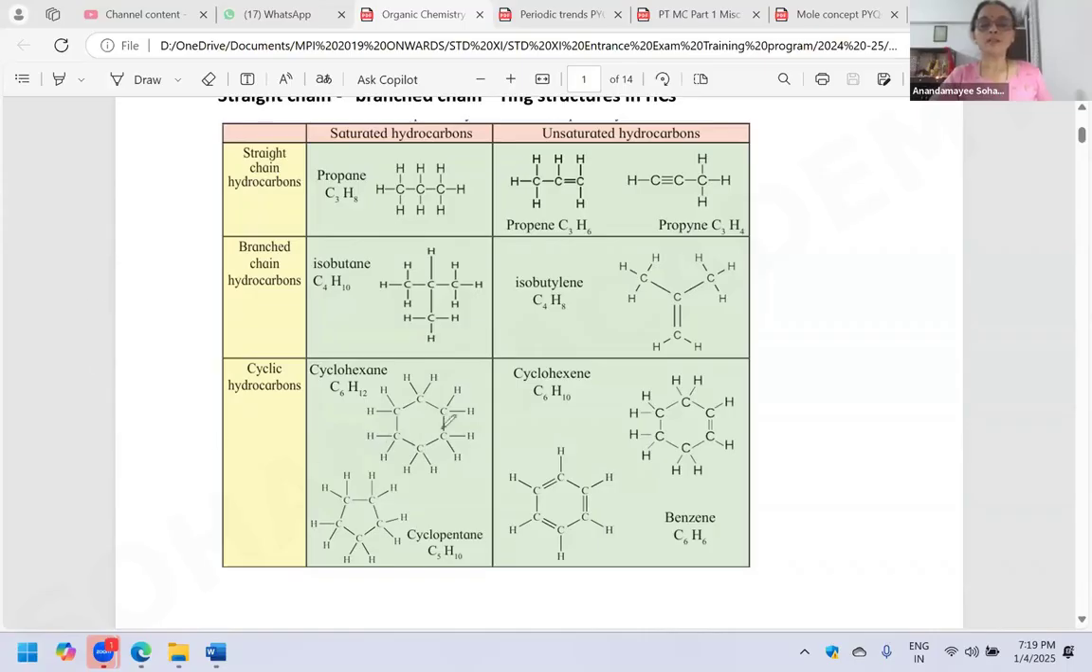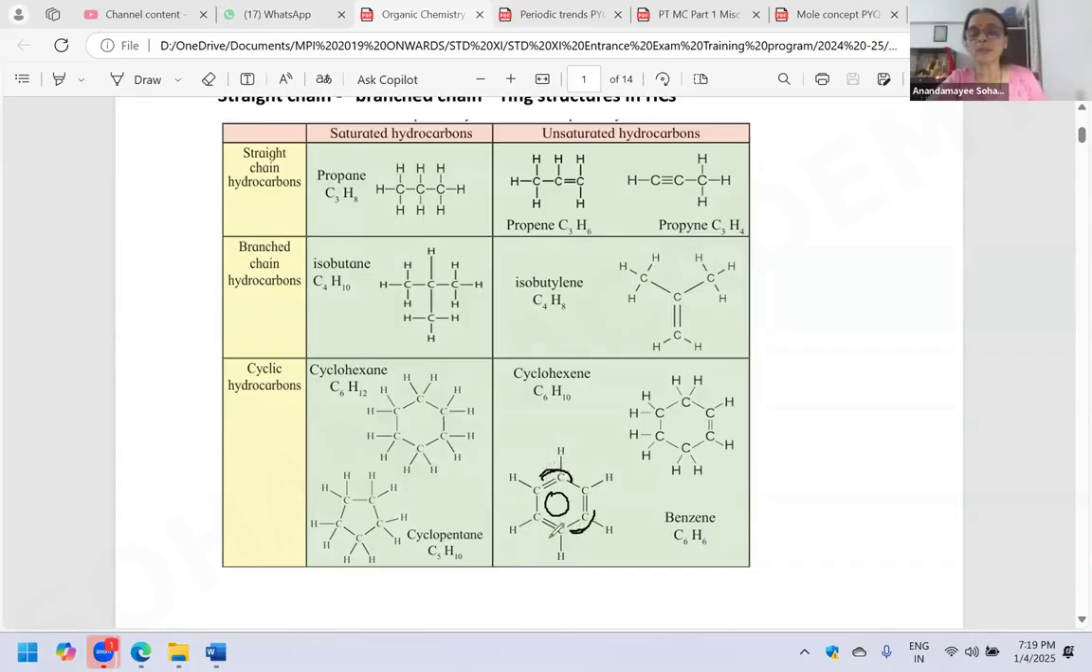Then cyclic, the cyclohexane, cyclopentane, cyclohexene, and benzene is a very special compound wherein there are alternate single and double bonds in a resonating fashion. Now, what is resonance will be discussed with you later on. In short, these double bonds keep swapping in neighboring pairs.